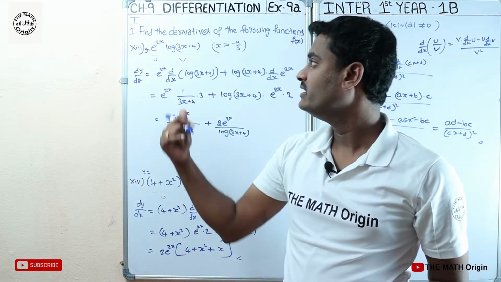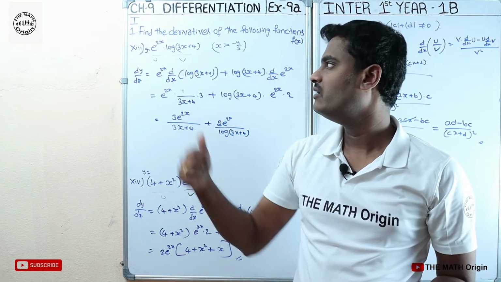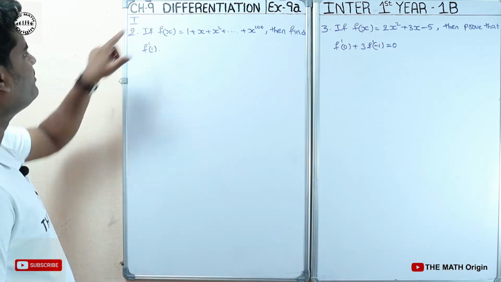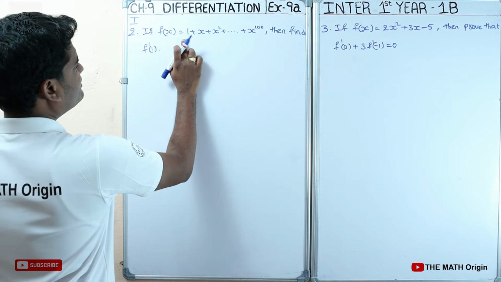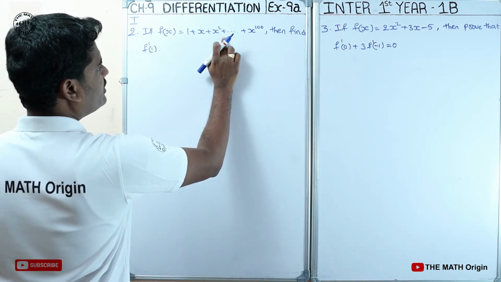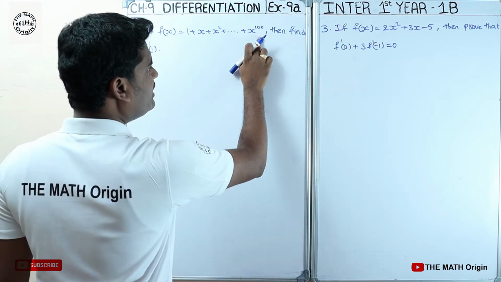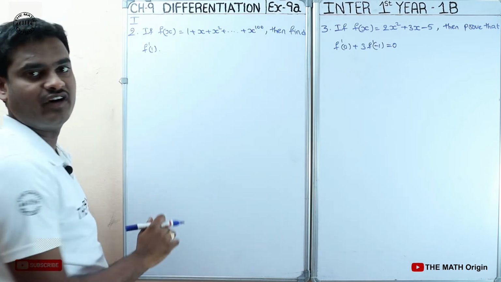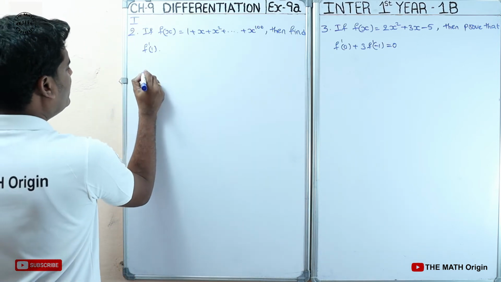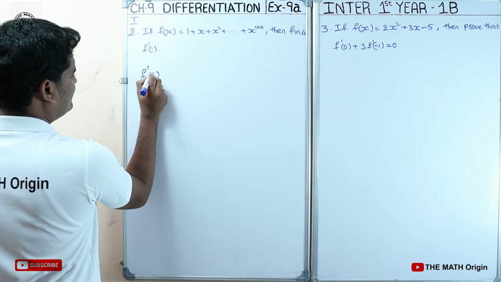With this we completed the first question, all bits. Second question from the first section. If f of x equals 1 plus x square and so on till x power 100, then find f dash of 1. Now let's first find out f dash of x.